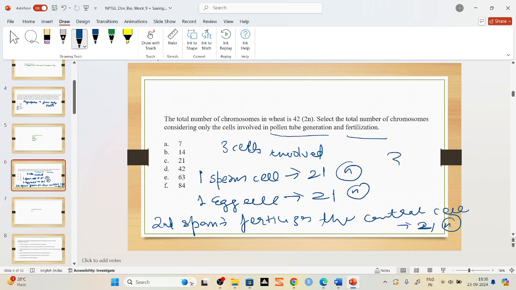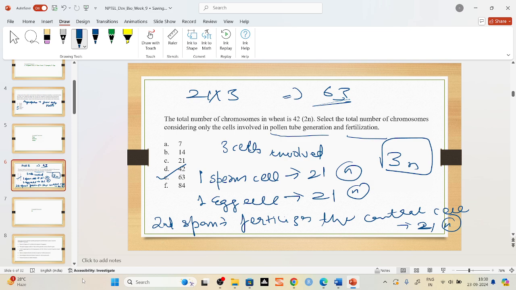So total how much would it be? 3N. Which is 21 into 3, which is 63. So the correct answer is 63. Is it clear to everybody or not?